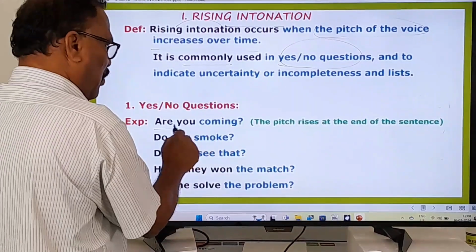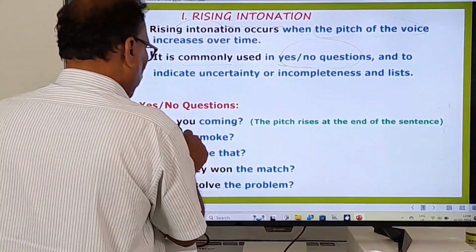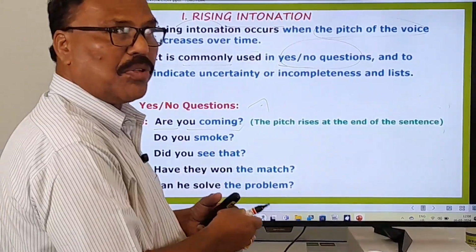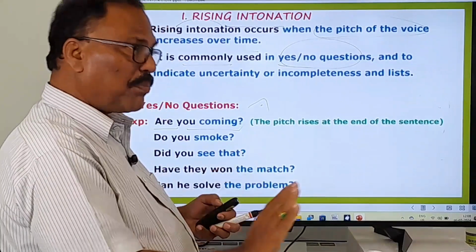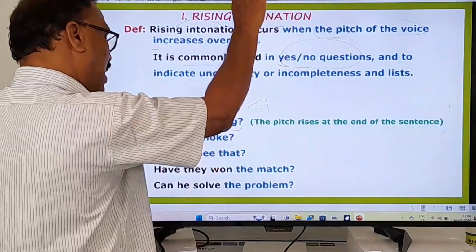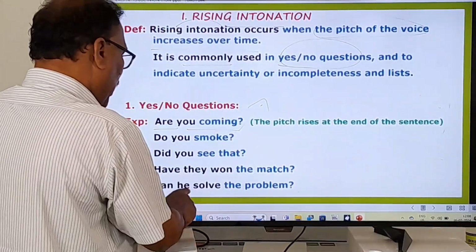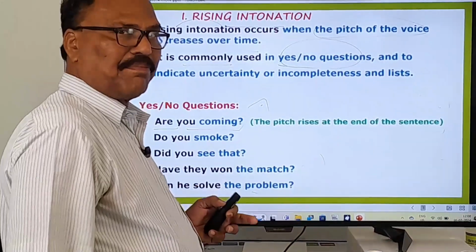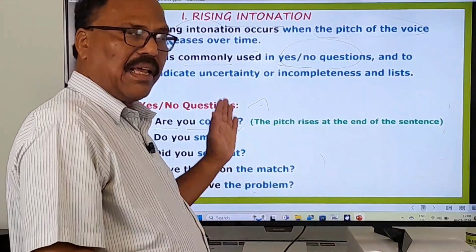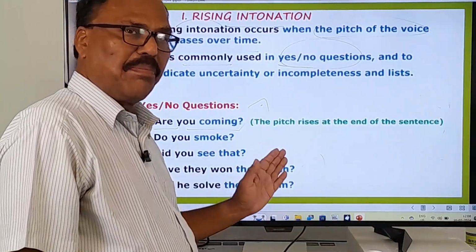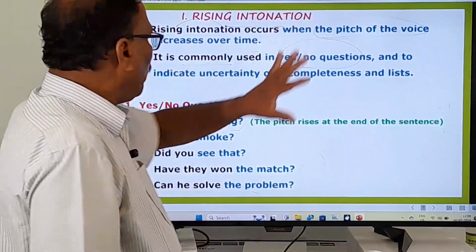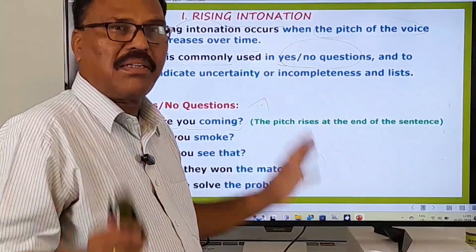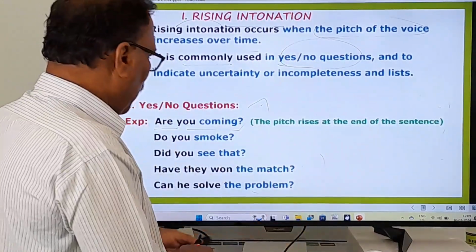Are you coming? The pitch rises at the end. Do you smoke? Did you see that? Have they won the match? Can he solve the problem? See, rising intonation, rising pitch. The tone, the voice at the end of all these yes/no questions will be rising high. Therefore, on these yes/no questions, this rising intonation occurs. Point is clear. Now let's move on to learn other things.